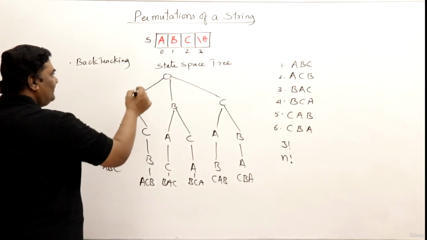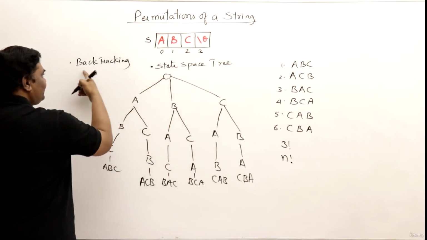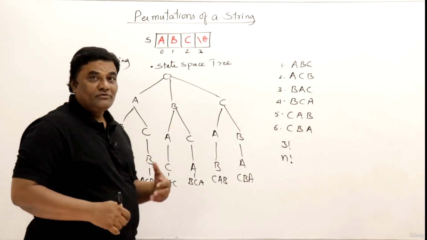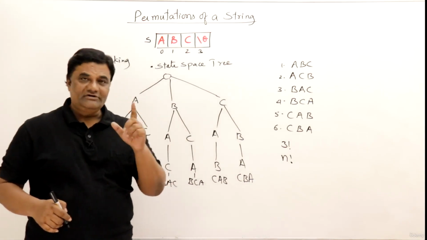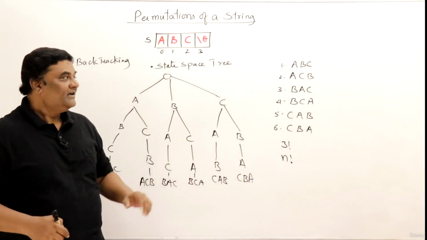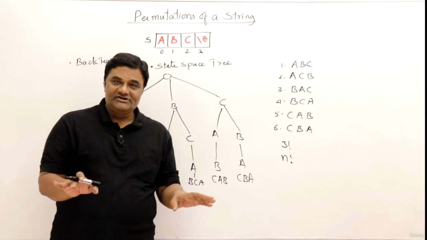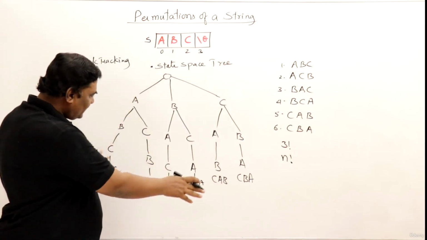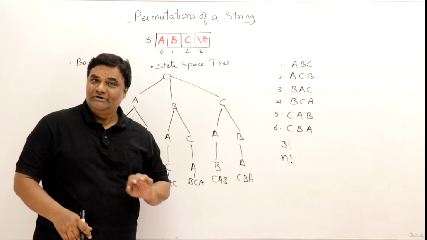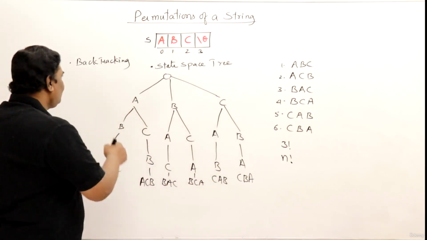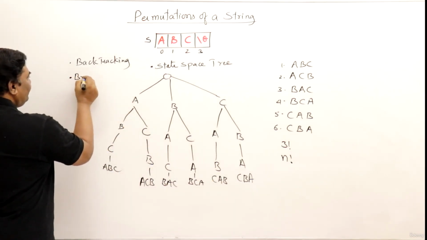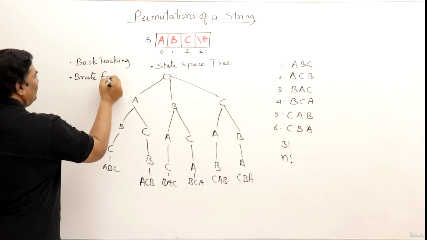So we have learned one more term. So two terms: this is state space tree and this is backtracking. The approach is backtracking. And one more thing we'll learn here. See, from this A, B, C, all possible permutations are shown here. Everything is explored here. So this is called brute force.